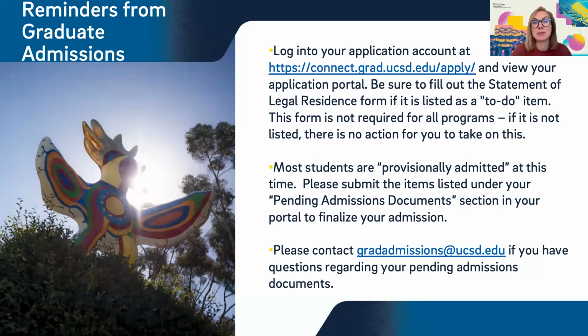Filling out that statement of legal residence form is a really important to-do item for many of you. And please do note that most students are provisionally admitted to UC San Diego. So you can still continue under provisionally admitted to, for example, apply for your visa documents for your Form I-20 or DS 2019, as well as do a checklist.